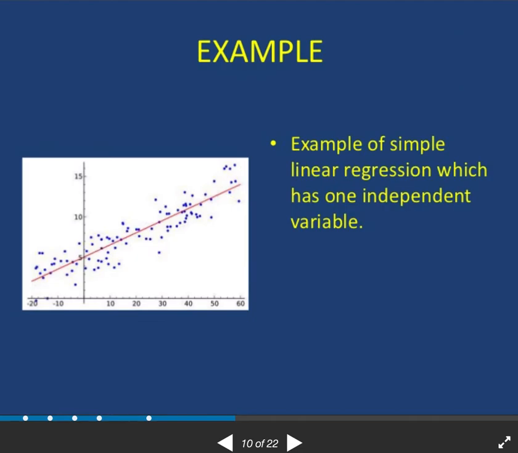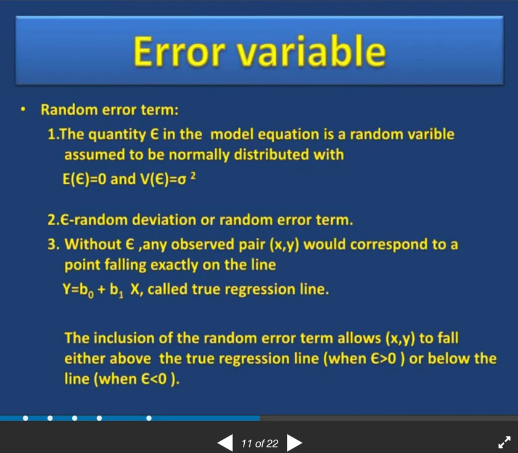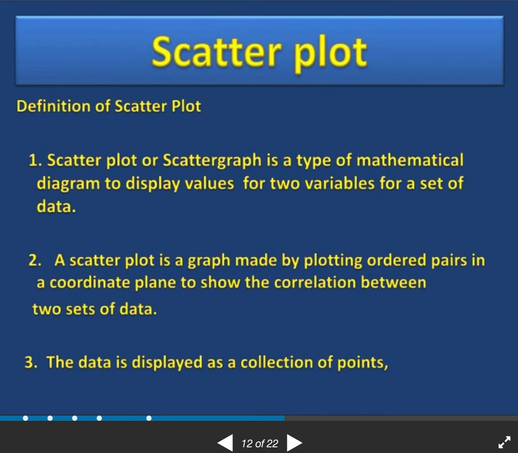Here we have an example of our linear regression. So first we're going to need to have a scatter plot. With that, you can see the trend. So with this data, you should be able to tell that it has a positive trend. It's increasing through these data points. Now the random error term, we're not going to really talk about this.